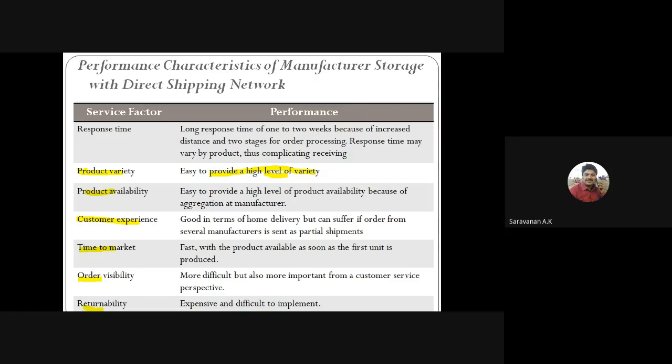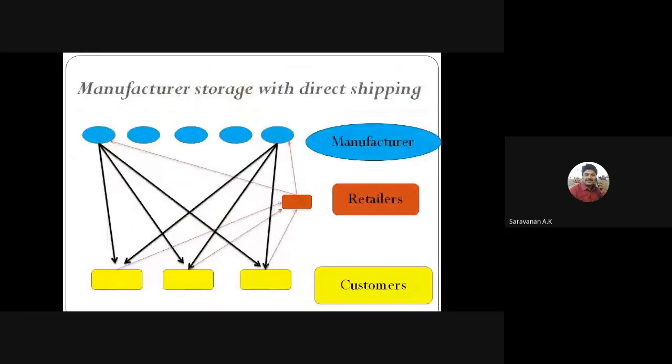So for this type of network design, we have 6 design configurations. The first configuration is the direct shipping. Due to the direct shipping, it is also referred to as drop shipping.